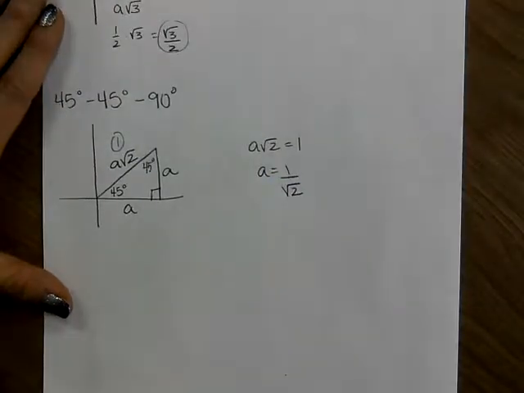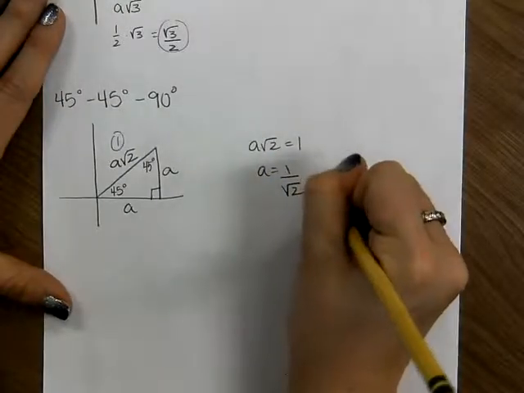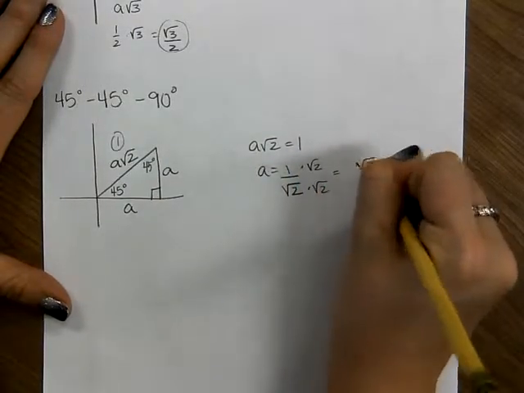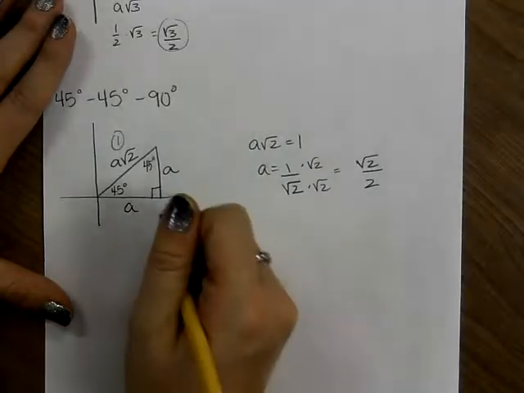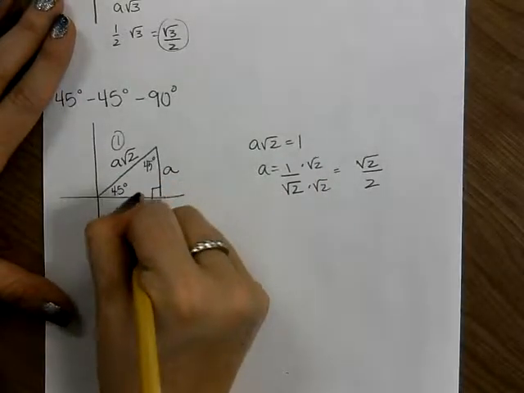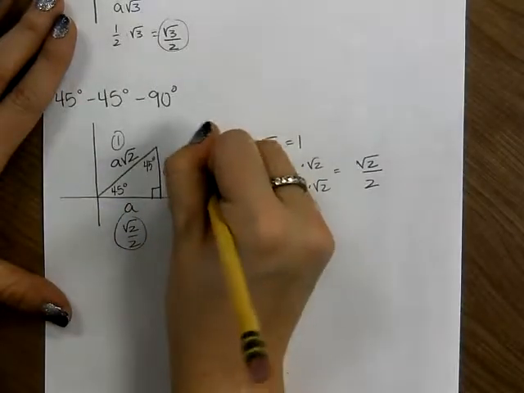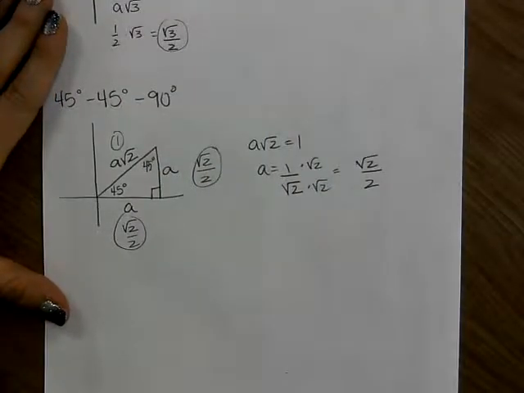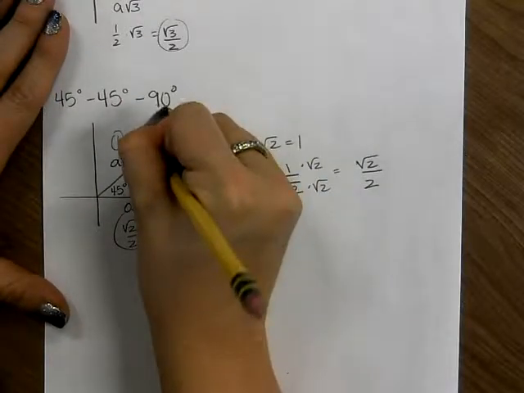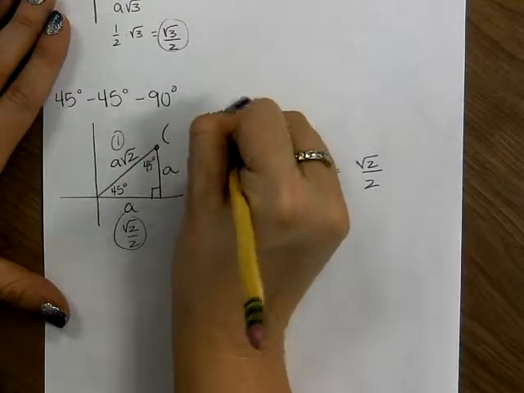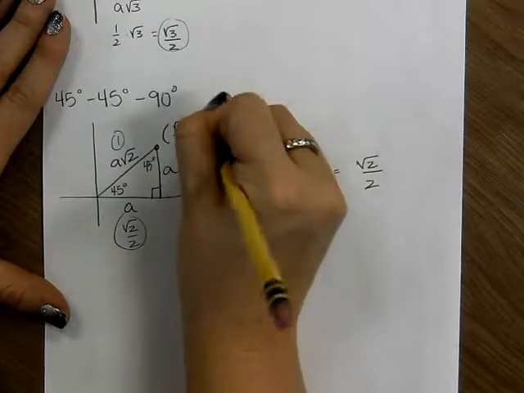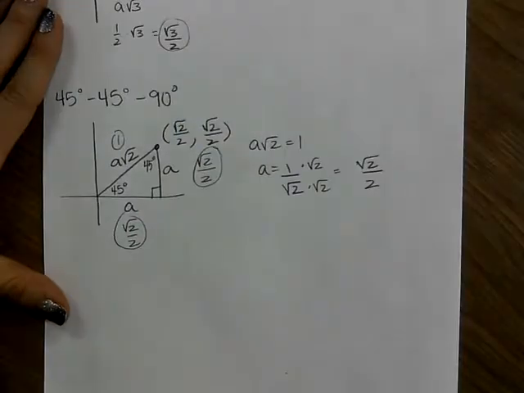But then what do you have to do? Yep, rationalize, multiply by the square root of 2. So A is the square root of 2 over 2. So everywhere I see an A, I plug in the square root of 2 over 2. That should look familiar to you as well, because this also creates a coordinate, where x is the square root of 2 over 2, and y is also the square root of 2 over 2.